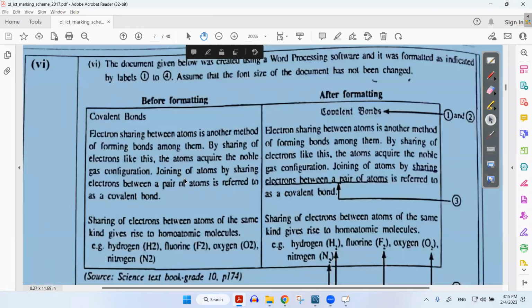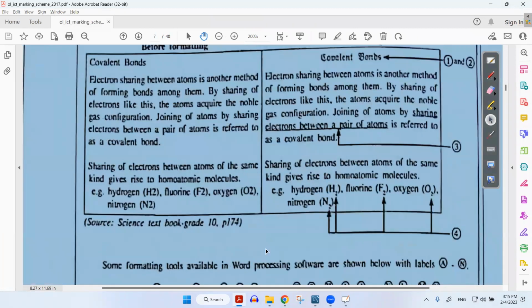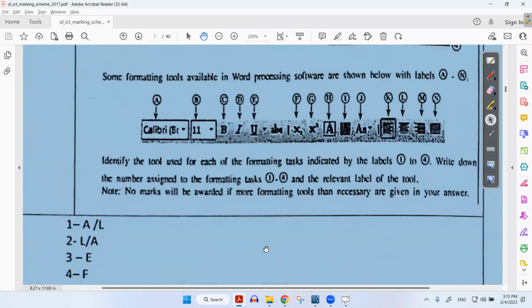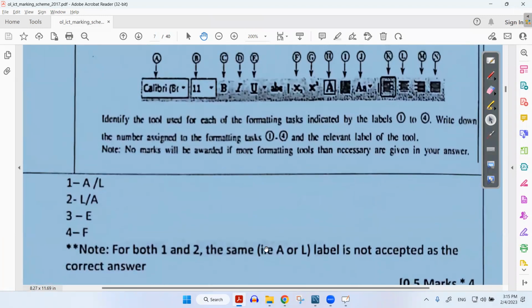All right, so if you are considering the answers, it's going to be like this. When you are providing the answer, if you gave A as the answer for the first one, then the second one must have L as the answer. If you go the other way around, L for 1 and A for 2. So 3 is going to be E and 4 is going to be F, which match the particular tools, right?